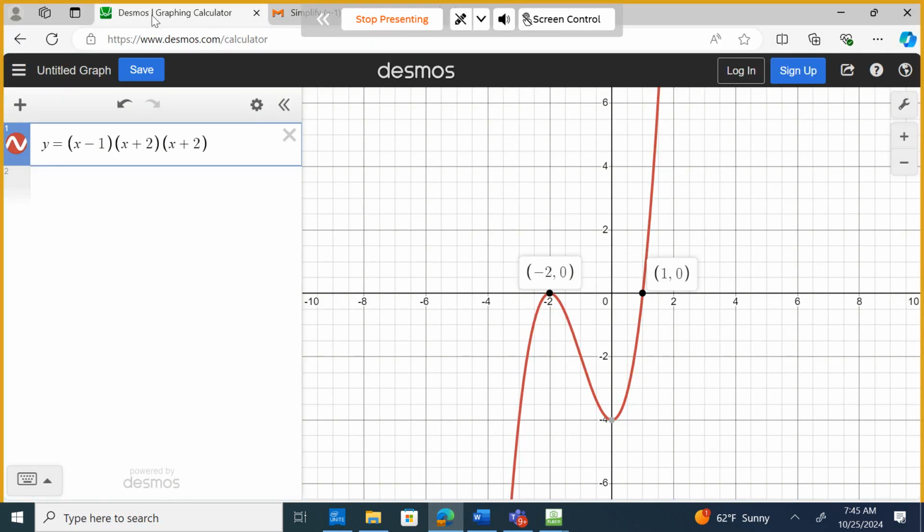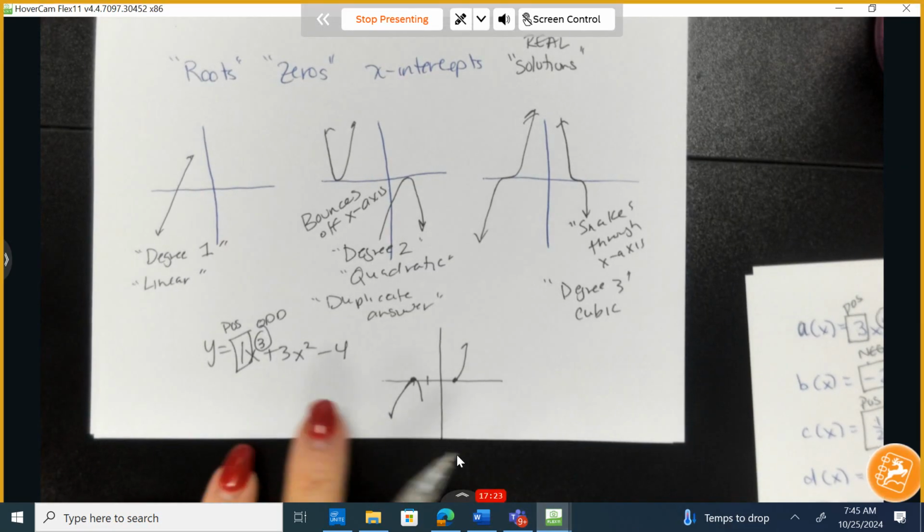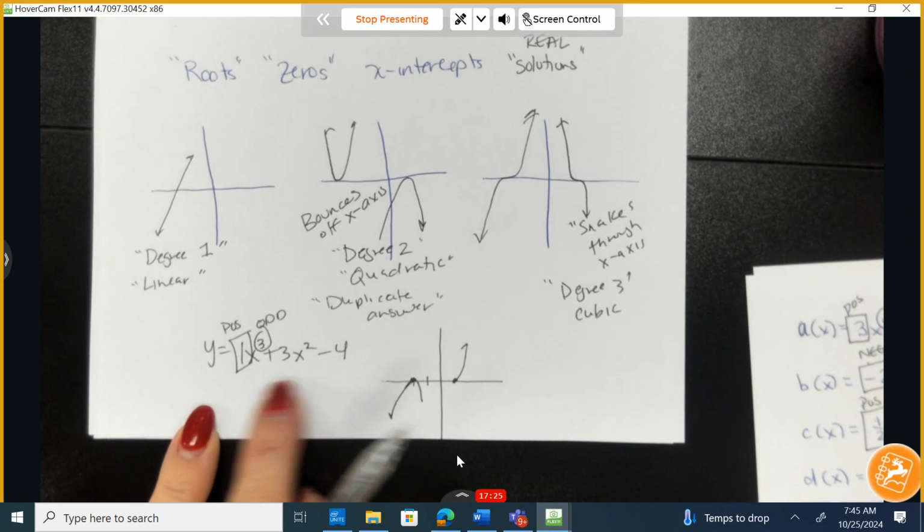There's something else you know. Does everybody see what the y-intercept is? Now look at the actual graph. So the y-intercept's at -4. How could I have also determined that without looking at the graph? Where do I find the value for the y-intercept?